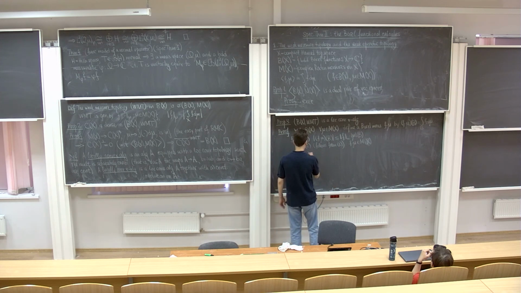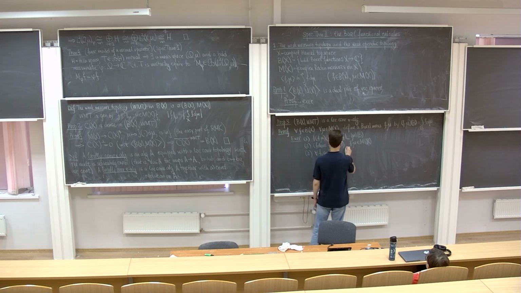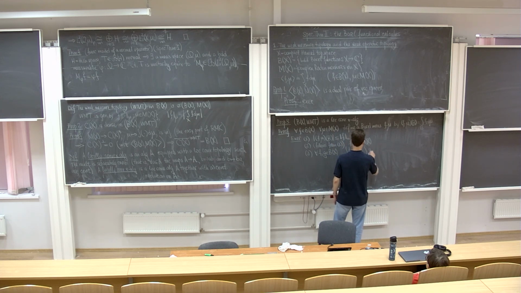And property 3: if we have two bounded Borel functions f and g, then the integral of their product with respect to mu equals the integral of g with respect to the measure f mu.